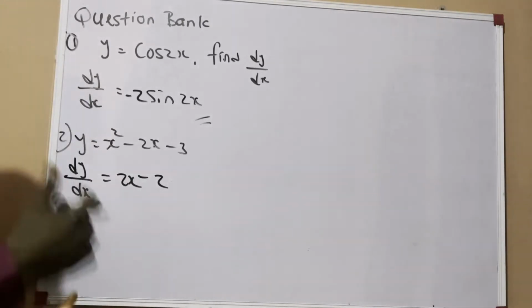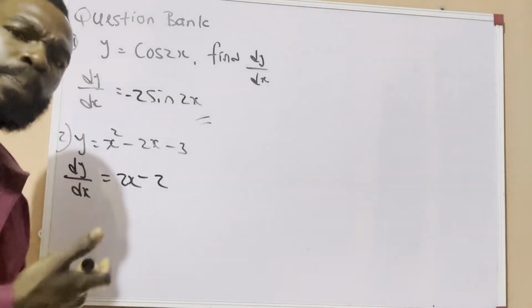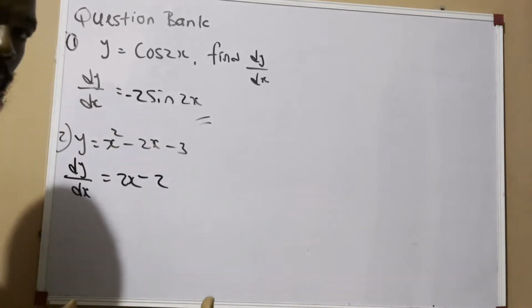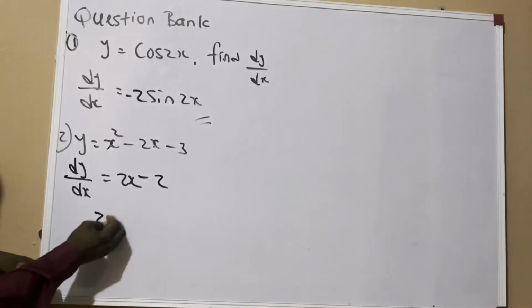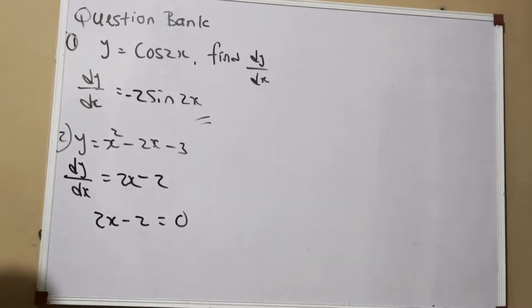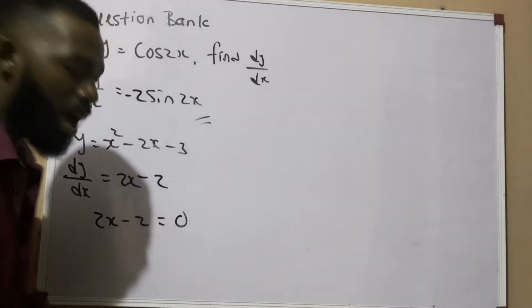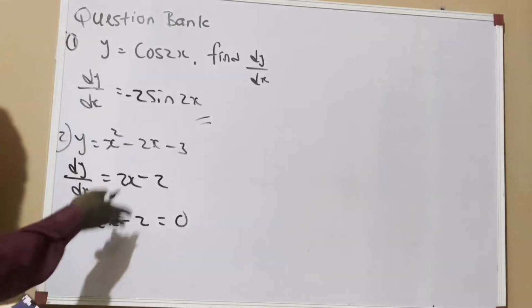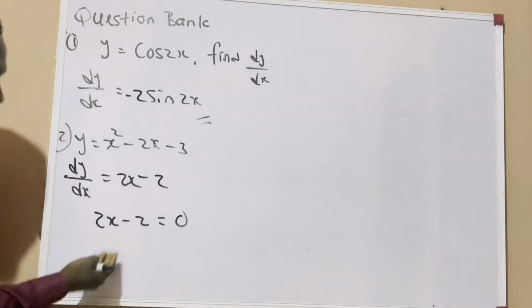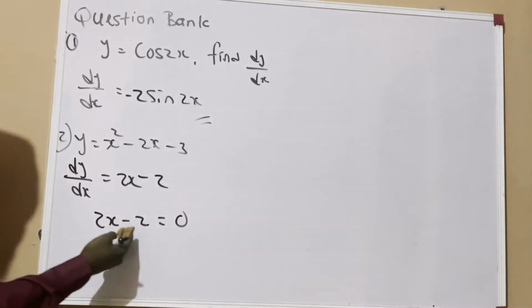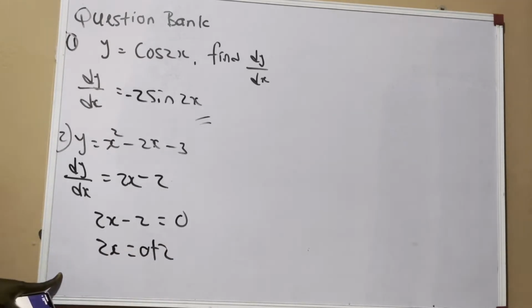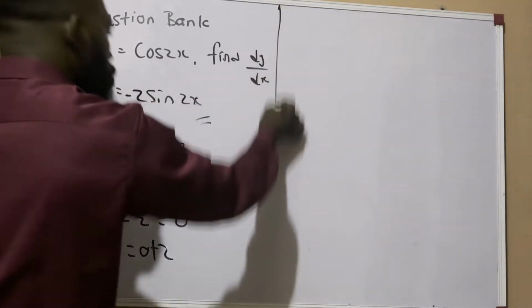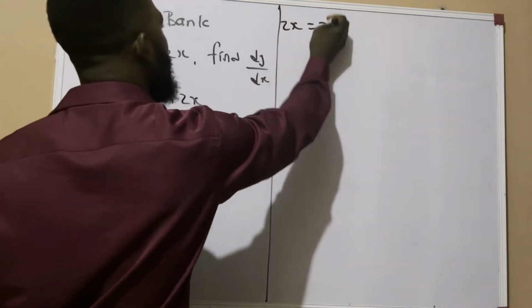Since our dy over dx is 2x minus 2, don't forget that at the turning point, dy over dx is 0. So 2x minus 2 is equal to 0. Now we will look for the value of x. For us to get the value of x, we need to collect like terms, because there is no way 2 can be subtracted from 2x. If minus 2 goes to the right hand side, it becomes 2x is equal to 0 plus 2, and 0 plus 2 gives us 2. So 2x is equal to 2.